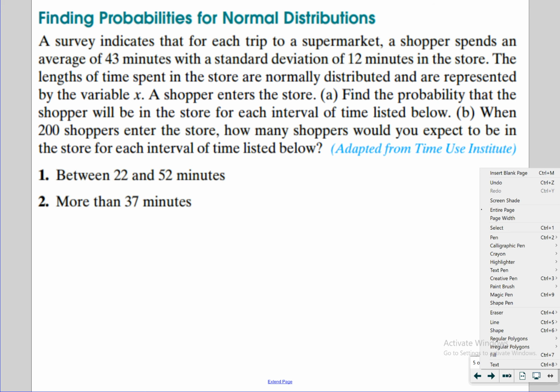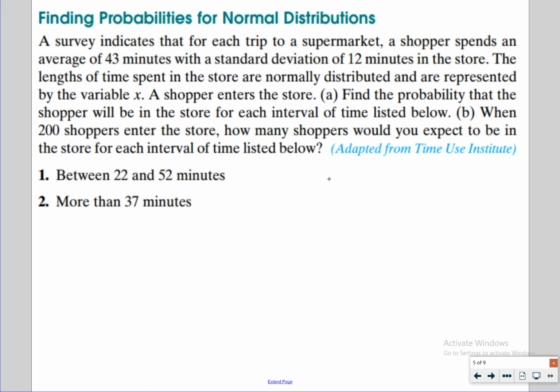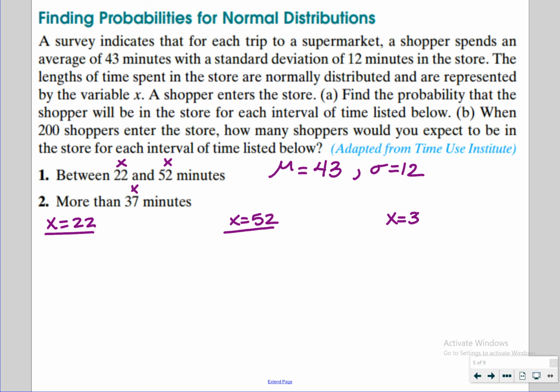What is my mean? Mean is 43 minutes. Standard deviation? 12. And all of these are X values that we're going to have to deal with over here. So I'm going to do all these problems at once. I'm going to take each of these X values and convert them to a Z-score, because I'm going to need the Z-score to find the information on my chart.